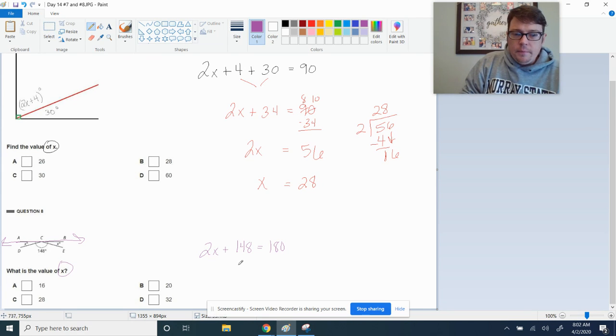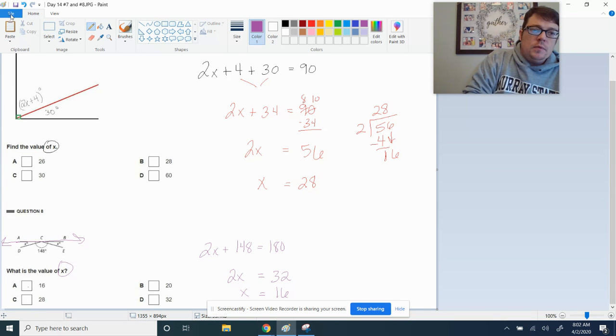So to do that, we first got to subtract 148 from both sides. Got to knock out that 148. And I like to count up on those: 2 gets me to 150 and then 30 more, so 32. And then if 2x is equal to 32, then 32 divided by 2, which is 16, would give me what x's value is. That would be A. All right, that's question number 8. Let's move on to the last two.